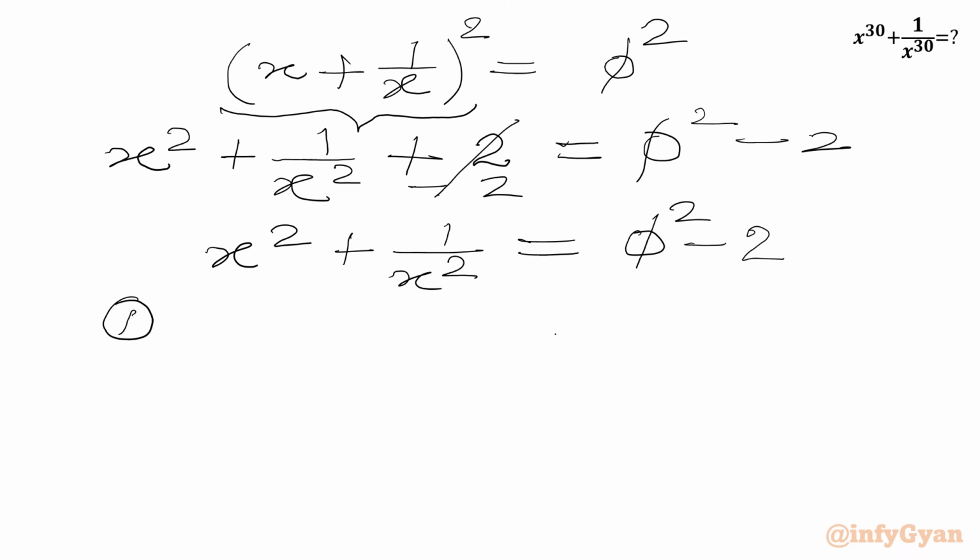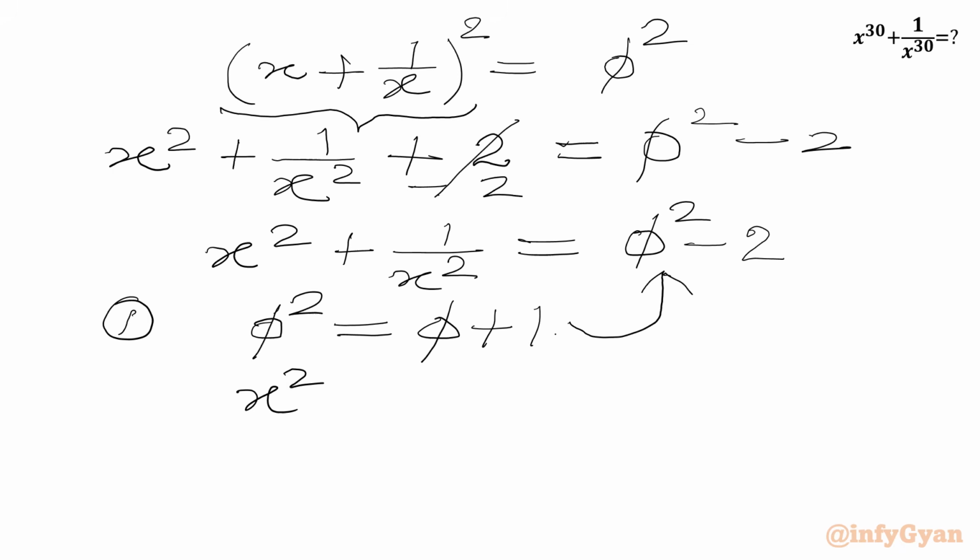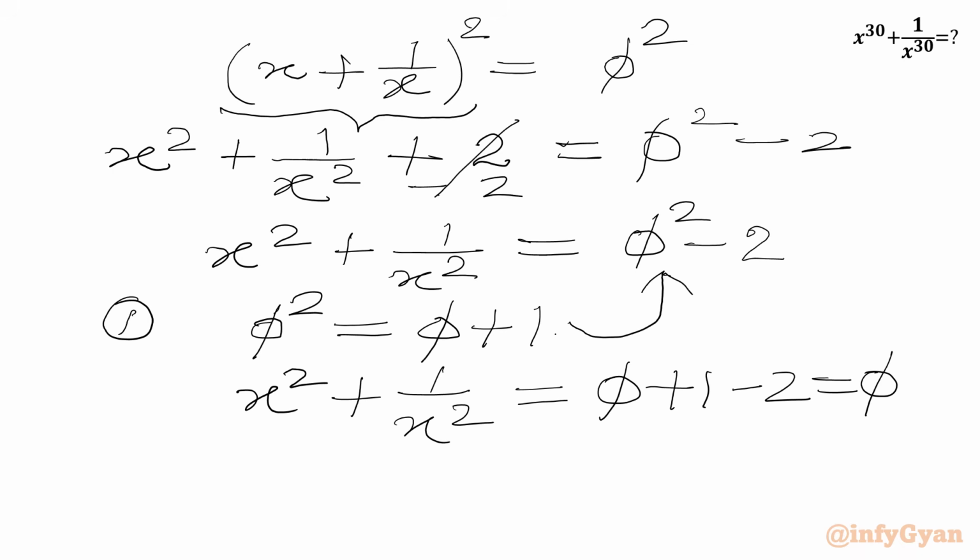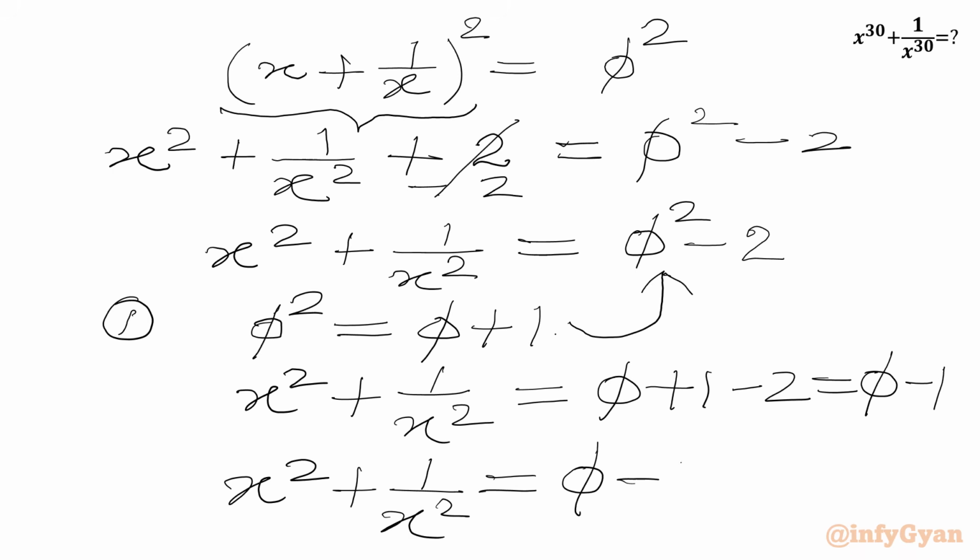Now we will write our first equation, which is φ square equal to φ plus 1, which we are going to plug in here in place of φ square. So we can write x square plus 1 over x square will be equal to φ plus 1 minus 2. So this value will be equal to φ minus 1. So I will write here x square plus 1 over x square equal to φ minus 1. Let's say this is our second equation.